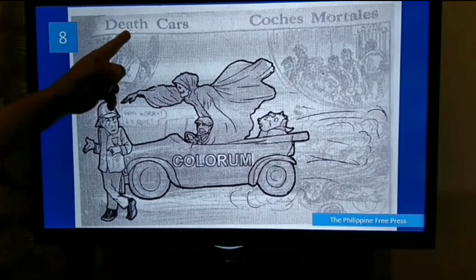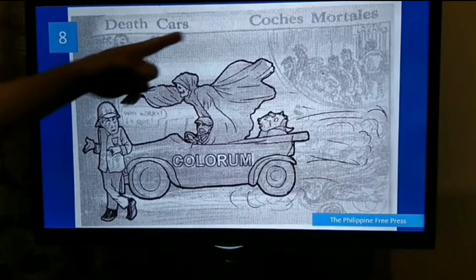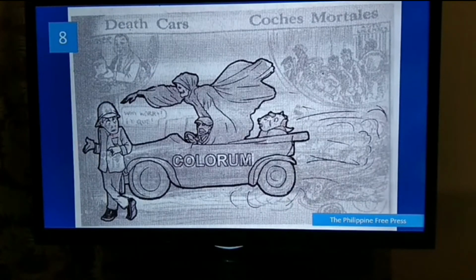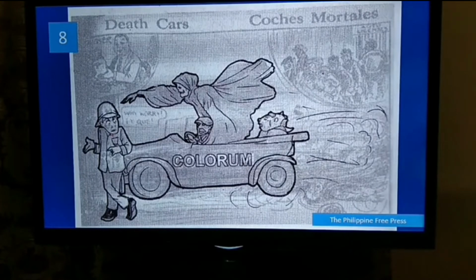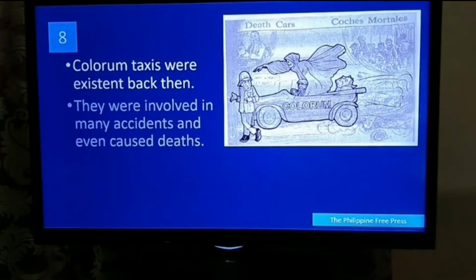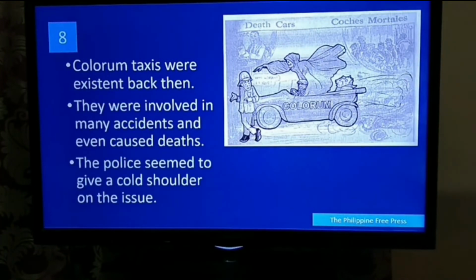You look at the title. It says here, Death Cars. In Spanish, Coches Mortales. Coche is car. Mortales sounds like mortality. What is the police doing with all these accidents, with all these colorum activities? The police is just shrugging his shoulders. Okay? Kibit balikat in Tagalog. He's turning a blind eye. He's not doing anything. That's what happened in the American colonial period.